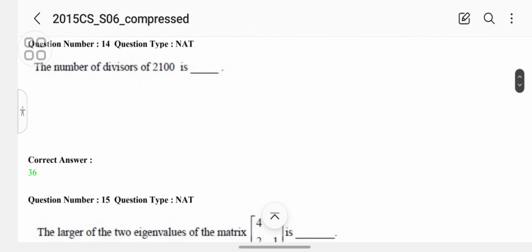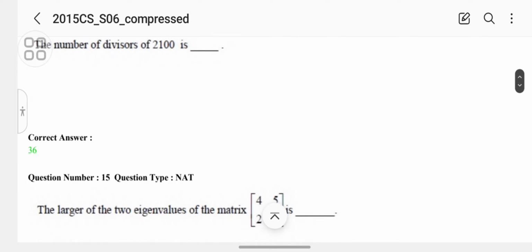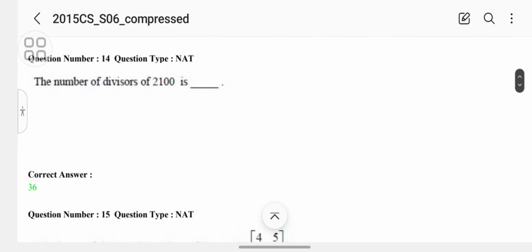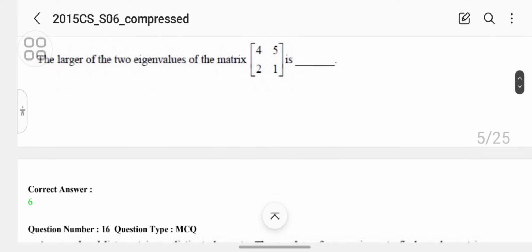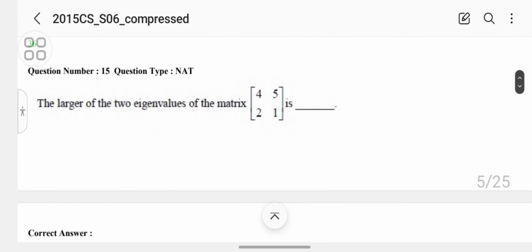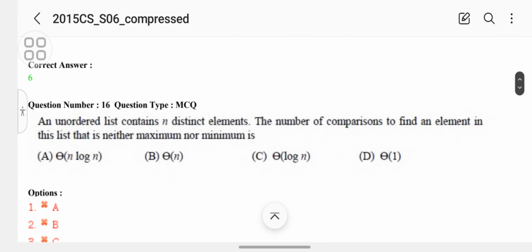Now 14 is the number of divisors of 2100 is what? So if you solve this, you will again get the answer as 36. The larger of the two eigenvalues of the matrix [4 5; 2 1] is what? So again, if you solve it, for the 15th you will get the answer as 6.